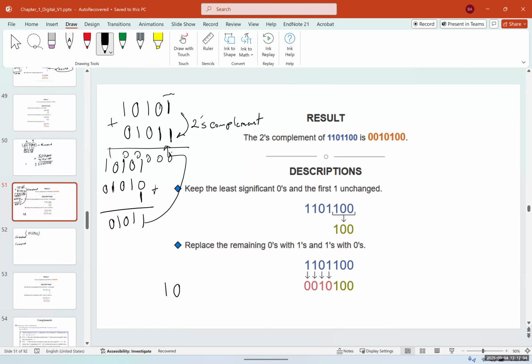Now, let's find the 2's complement for this. What is the 2's complement for this number? 1, 0, 0, 0, 1, 0, 0, 0, 0, 0. We want to find the 2's complement. Obviously, the 1's complement is easy. You just replace zeros with ones and ones with zeros.